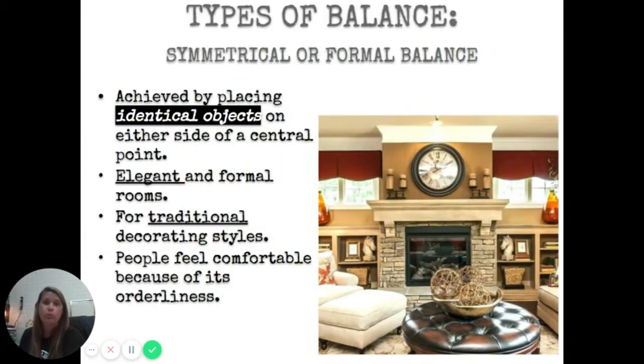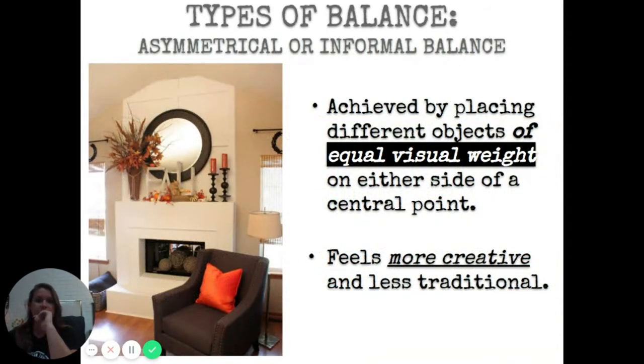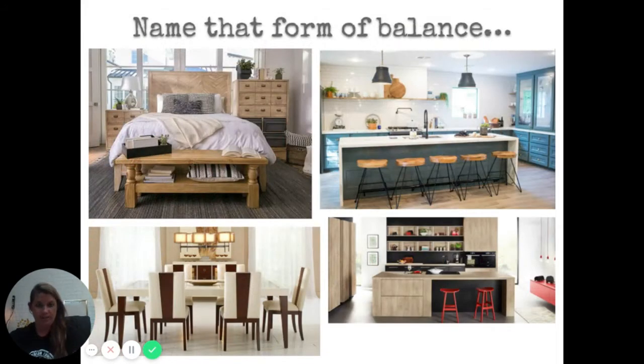We have two types. We have symmetrical or formal balance, which means it's exactly the same on both sides. Like your face minus hair should be symmetrical. It's the same on both sides. It's very traditional, it's very formal, it's very elegant, it's predictable. It's not super funky and interesting. Then we have asymmetrical, which is the opposite. It's not the same on both sides. It's more funky. It's more interesting. It's not really formal. It's more artistic and creative. And then we have some examples.